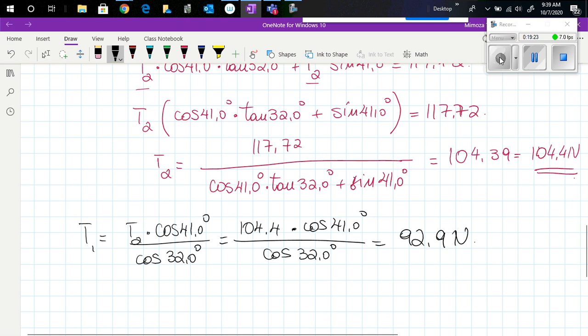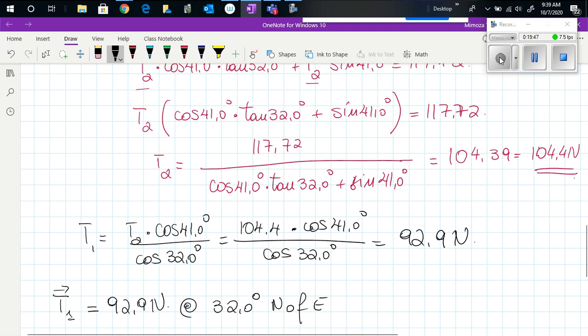So in your calculator, it's 92.9 newtons. So then after this, you can say the tension on the first string is 92.9 newtons. This is the magnitude. If you want to give the direction, you can. And it's the same as saying that it's at 32 degrees north of east.